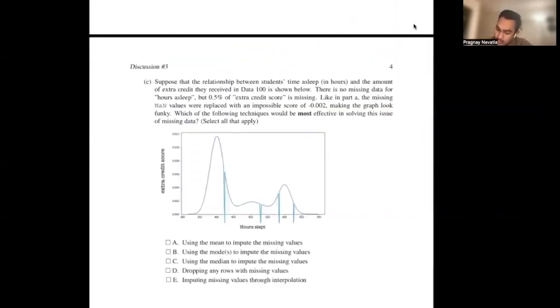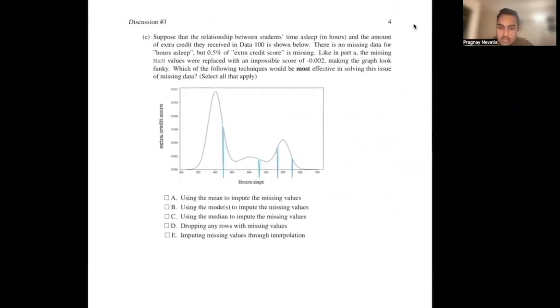All right, so moving to part C. You'll see in part C, you have the extra credit score on the y-axis, and you have the hours slept on the x-axis, and you're told that 0.5% of the extra credit score is missing. Here, the missing NaN values are replaced with an impossible score of negative 0.002, and this makes the graph look very funky. So which of the following techniques are, again, most effective in solving this issue of missing data?